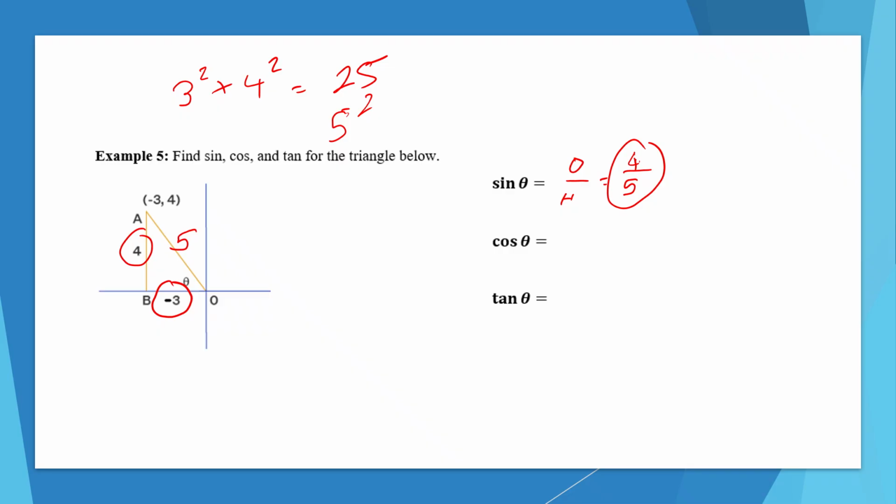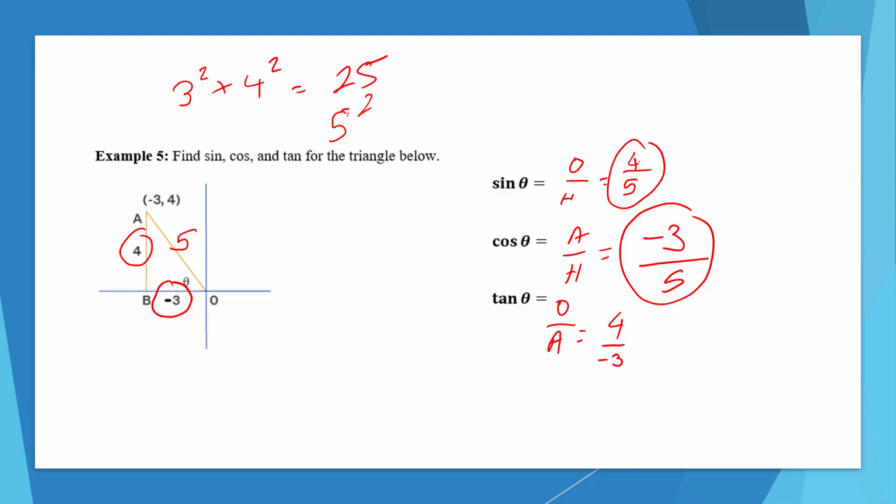Cosine here is going to be adjacent over hypotenuse. The adjacent side is going to be negative 3 in this case over the hypotenuse, which is 5. So that should be our answer for cosine. And then tangent is going to be opposite over adjacent, which our opposite side is positive 4. Our adjacent side is negative 3. So you could either write that or negative 4/3 there as our answer for tangent.